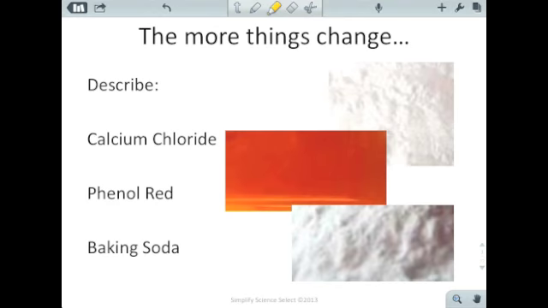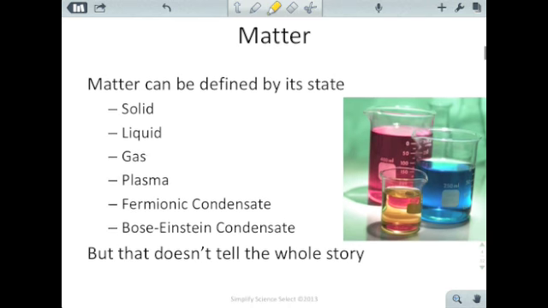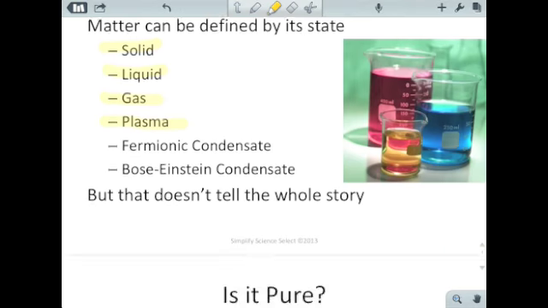Another way to describe them, which we did, was by the state of matter. We said that matter can be defined by its state. It can either be a solid, liquid, gas, plasma, fermionic condensate, or a Bose-Einstein condensate. Remember, we mainly stick with solid, liquid, gas, and plasma. That's really in the scope of this. But even in defining it in those four basic states of matter, that doesn't tell the entire story.